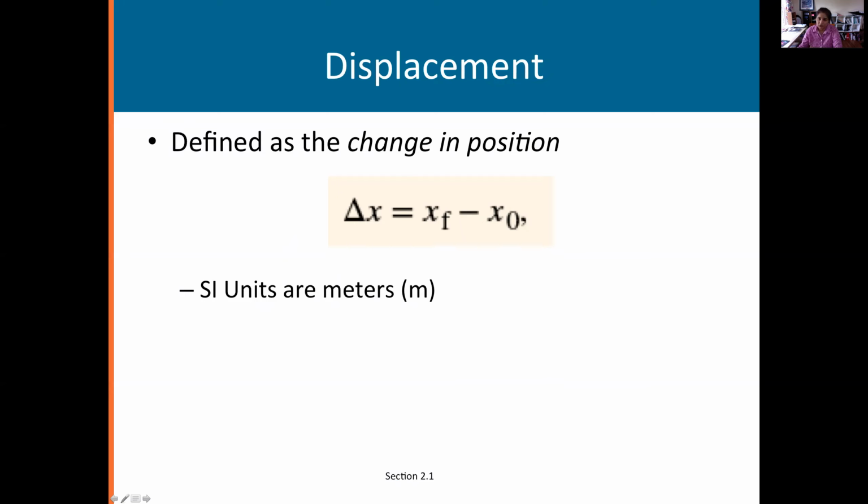So since the position might be in some units of length, for example, meters, then in the SI unit, our displacement is going to be also in meters. Yeah? So we might be at a final position of, let's say, 12 meters. And let's say we started at 10 meters, so we have a displacement of 2 meters.